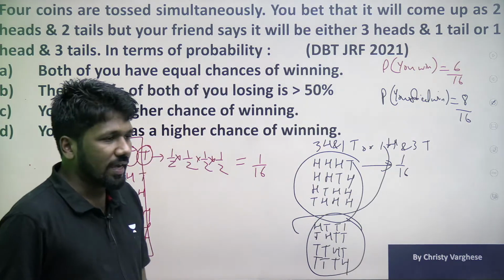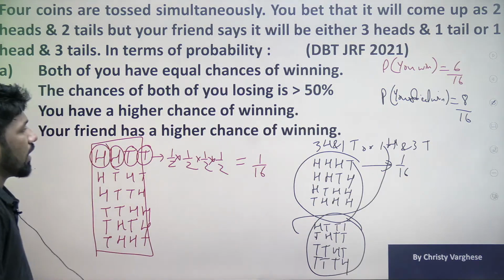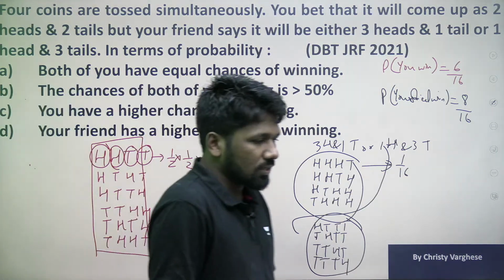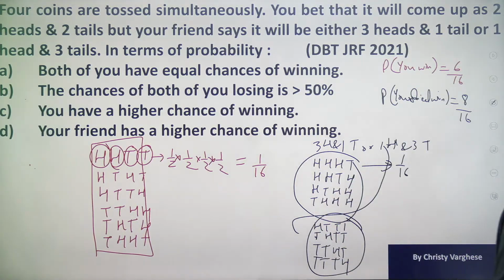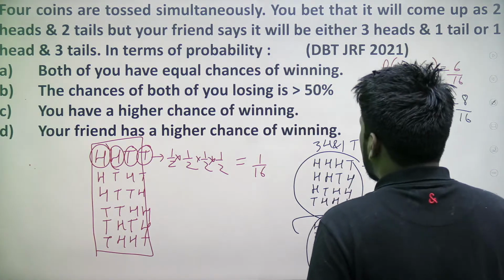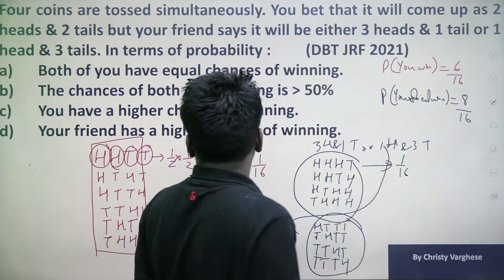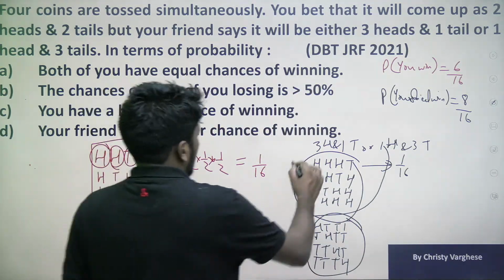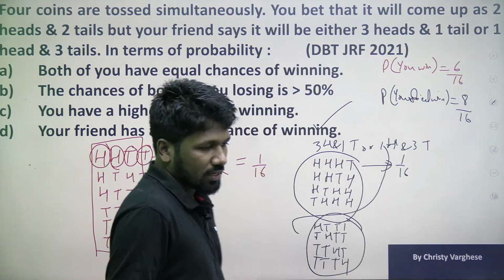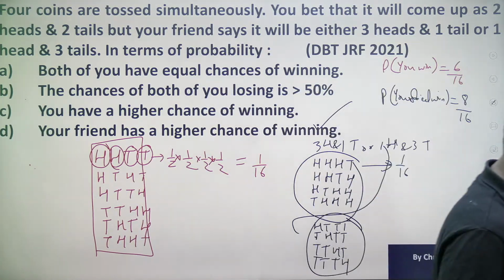Did you all understand that? 8 times 1 by 16. Please respond. So which option will be the correct answer? Your friend has a higher chance of winning. Option D will be the correct answer. If there is any doubt, please mention.